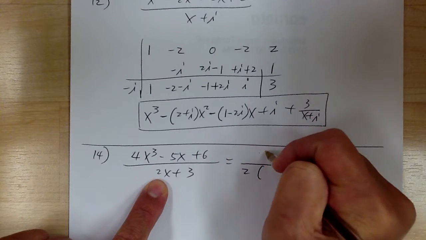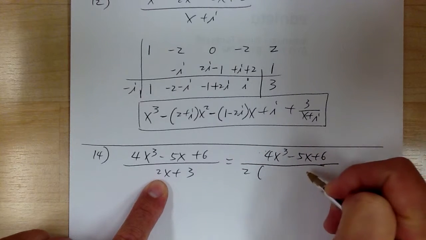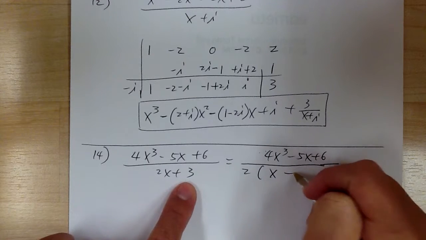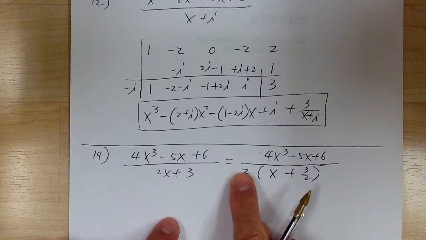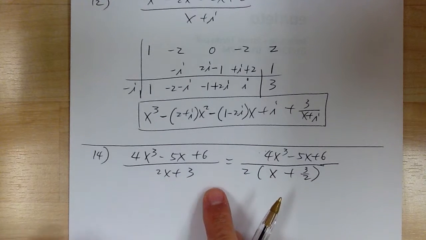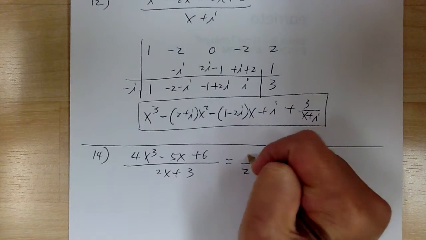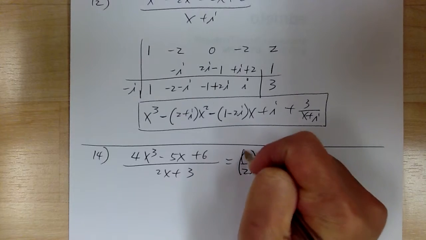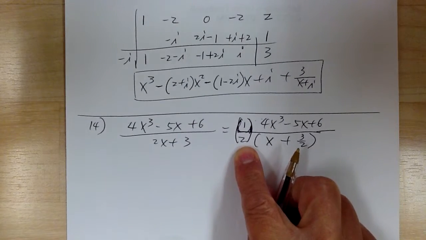So leave the top alone. So you got 4x cubed minus 5x plus 6. So factor out the 2. So you get x. Factor means divide. So divide, you get plus 3 over 2. And you can check, right? 2 times x gives you 2x. 2 times 3 over 2 gives you 3. So now this is your new division over here. So think of this as factoring out the 1 on the top and the 2 on the bottom. So like factoring out the 1/2. That's what that is.